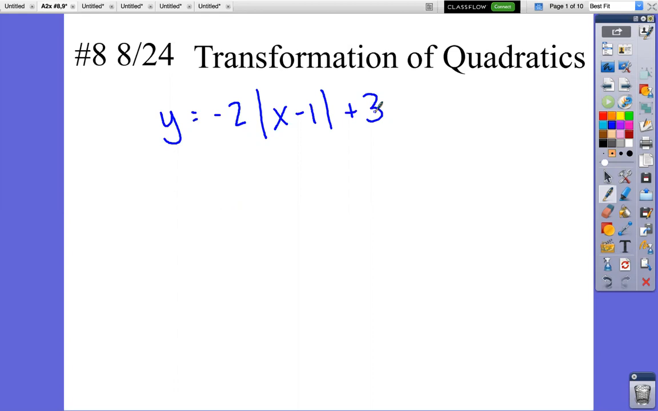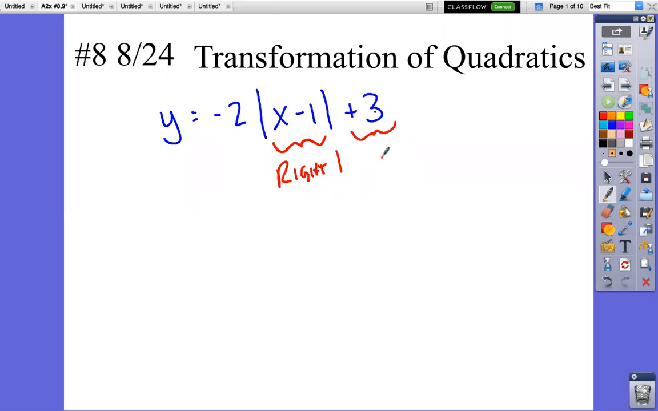Now, this is nothing formal yet, but how has this been transformed? Or in other words, what is my vertex in this equation? Will somebody unmute yourself and let me know, how is this moving it? This x minus 1 is moving it how? Right 1. That just means it's moving right 1. That's exactly right. What's this plus 3 doing?